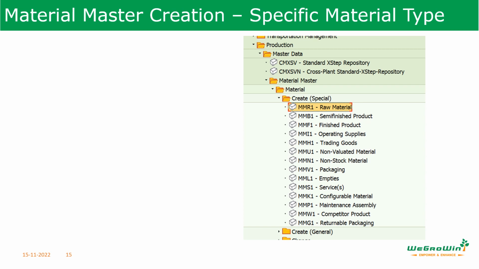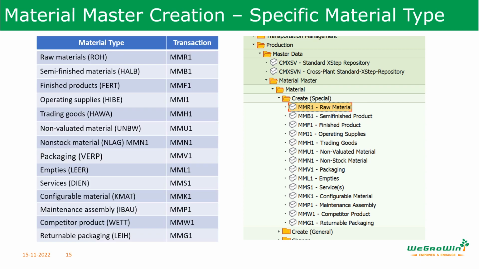For example, if you want to create a raw material and you create it using MMR1, the system will bring all the details, like the views and other things related to the raw material standard configuration. Similarly, for semi-finished product, MMB1; finished product, MMF1; operating supplies, MMI1. Like that, we can create the material with specific, special creation indicators.